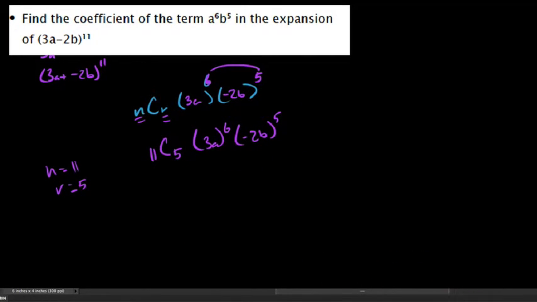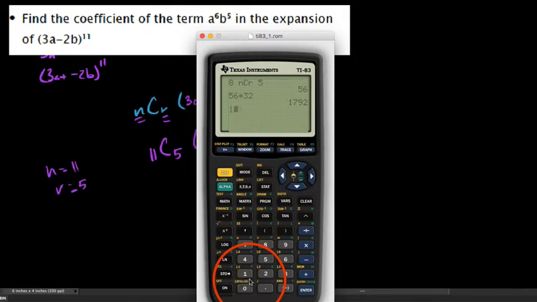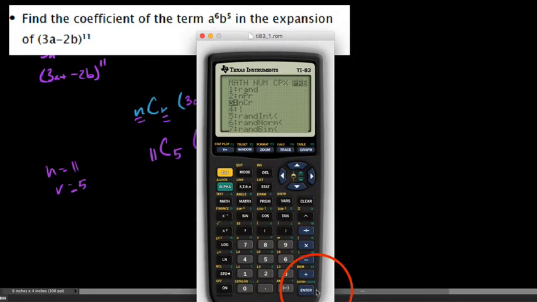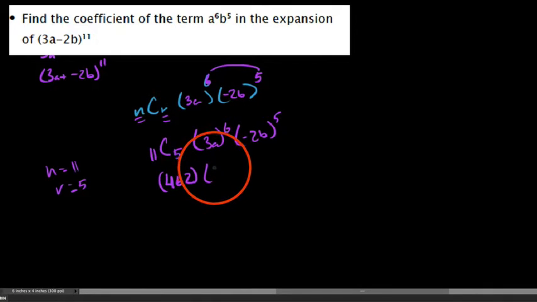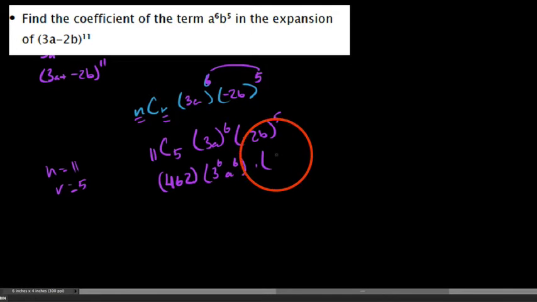Here we go. So we say 11 choosing 5. Go ahead and evaluate this on a machine. 11 choosing, combinations of 5. We get 462. So 462 is our coefficient from Pascal's. We say we get 3 to the 6th, a to the 6th, times negative 2 to the 5th. I'm going to go ahead and evaluate that one as negative 32, b to the 5th.